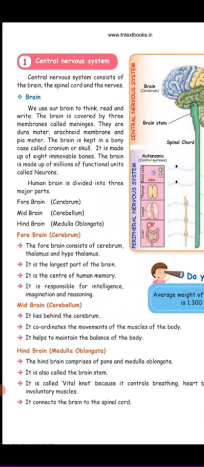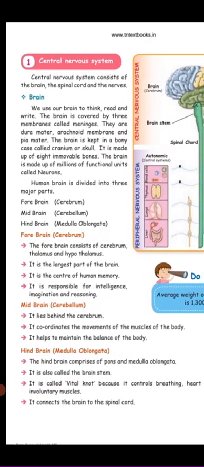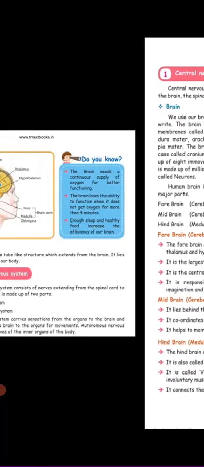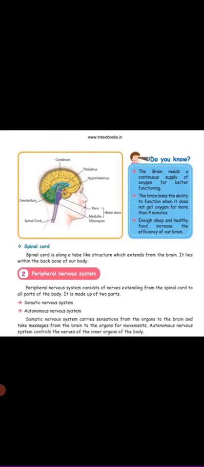It connects the brain to the spinal cord. So with what is the spinal cord connected? The hindbrain connects the brain and the spinal cord. So there are three types of brain: forebrain, midbrain and hindbrain. Clear, ma'am? So next one is the spinal cord.